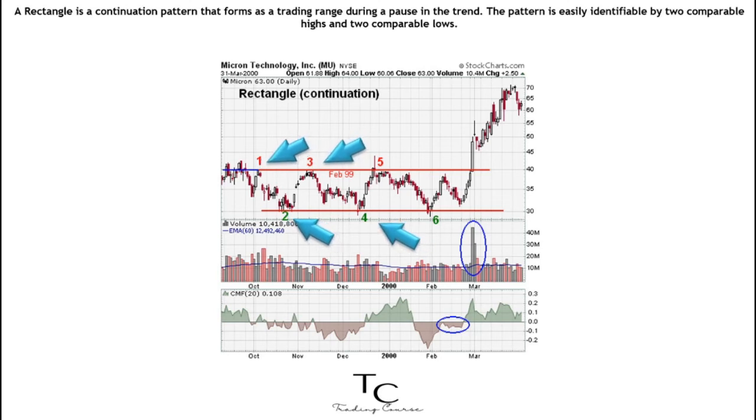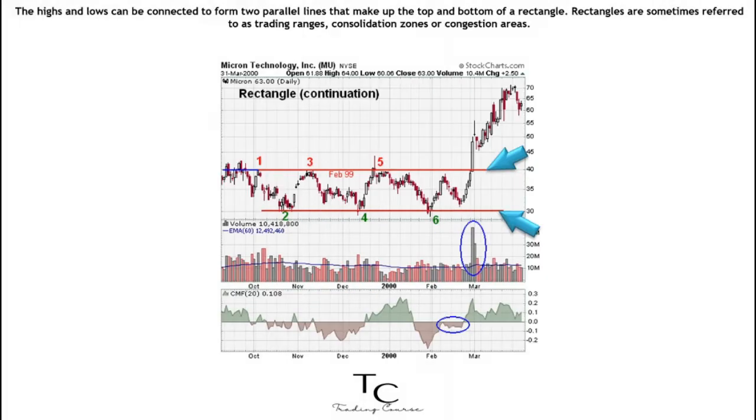A rectangle is a continuation pattern that forms as a trading range during a pause in the trend. The pattern is easily identifiable by two comparable highs and two comparable lows. The highs and lows can be connected to form two parallel lines that make up the top and bottom of a rectangle. Rectangles are sometimes referred to as trading ranges, consolidation zones or congestion areas.